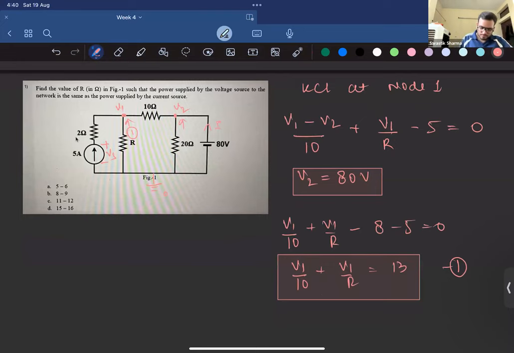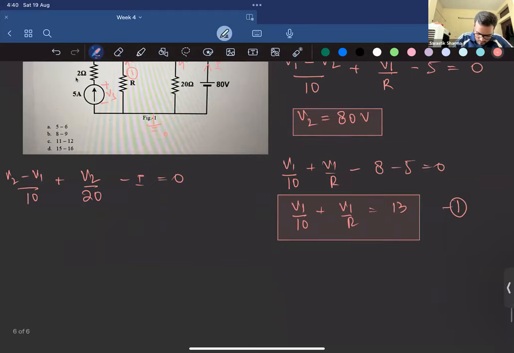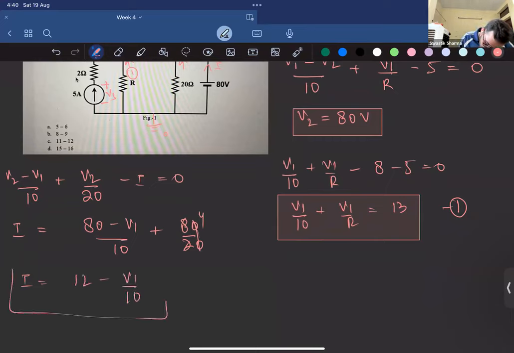Now let's apply KVL to this node. So it would be V2 minus V1 by 10 plus V2 by 20 and minus I equal to 0, since I is coming into that node. Is it correct? So let's rewrite this equation. I would be 80 minus V1 by 10 plus 80 by 20, right? So this is 4. This 80 by 10 is nothing but 8. 8 plus 4 is 12. 12 minus V1 by 10. Great. So we got these two equations right now.